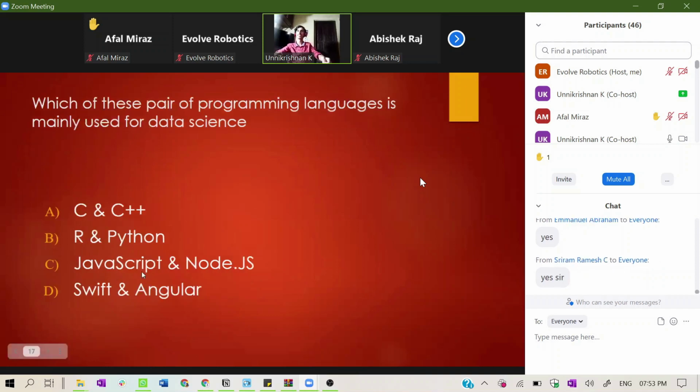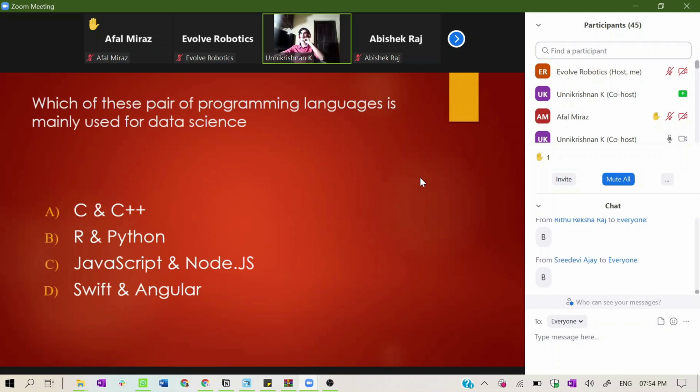Yes. Okay, now, which of these pair of programming languages is mainly used for data science? Is it C and C++? Is it R and Python? Is it JavaScript and Node.js? Is it Swift and Angular?